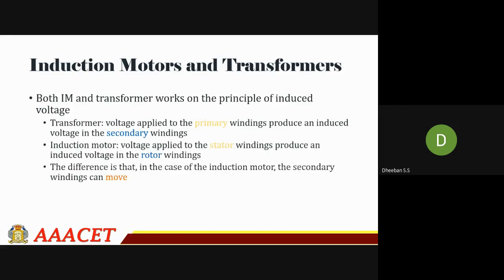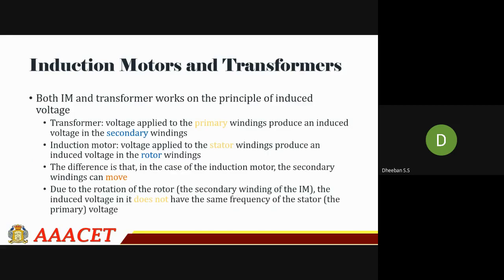Now again here comes the difference between your induction motor and your transformer. You can compare it with the primary and the secondary. The primary winding produces an induced voltage in the secondary winding. Similarly, for your induction motor, the voltage applied to the stator produces an induced voltage in your rotor. So the stator is compared to your primary and the rotor is compared to your secondary. The difference is that in an induction motor, the secondary winding can move. Due to the rotation of the rotor, the induced voltage in it does not have the same frequency as the stator.